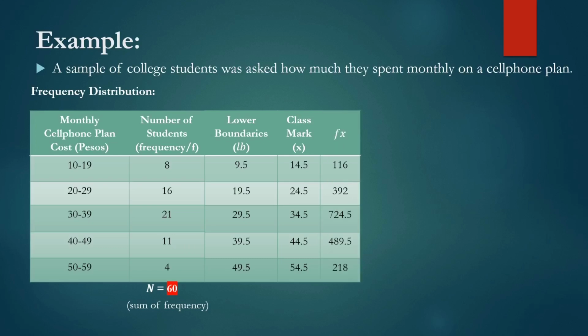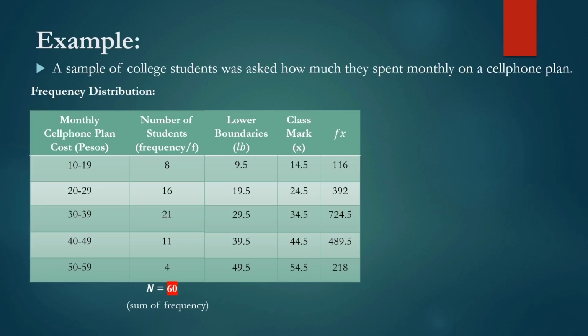So, let's start with 8. 8 times 14.5 is equal to 116. Next is 16 times 24.5 is 392. 21 times 34.5 is 724.5. 11 times 44.5 is 489.5. And lastly, 4 times 54.5 is 218.